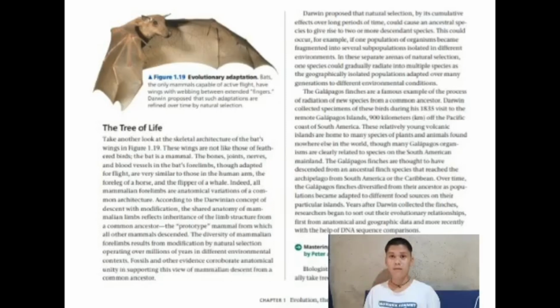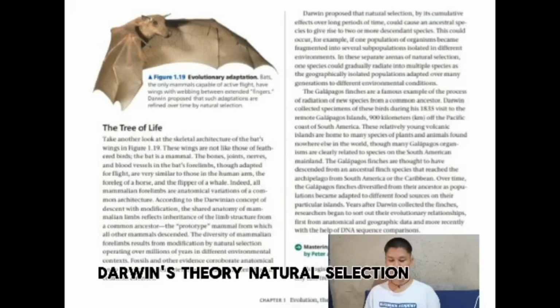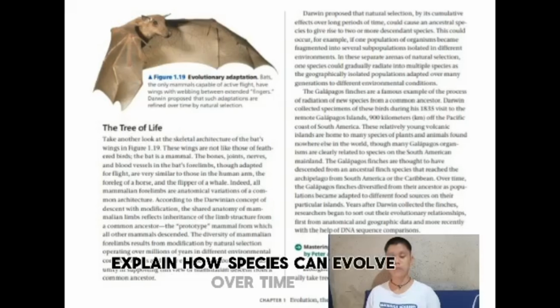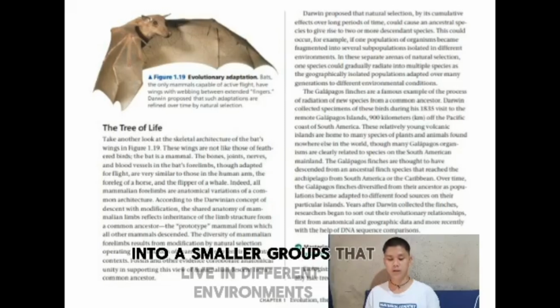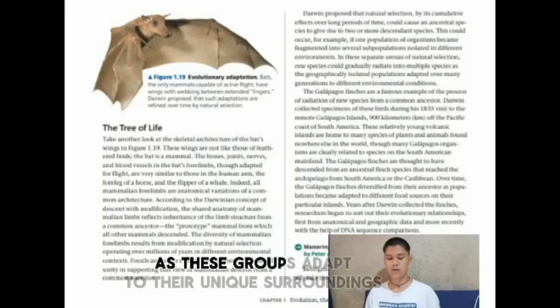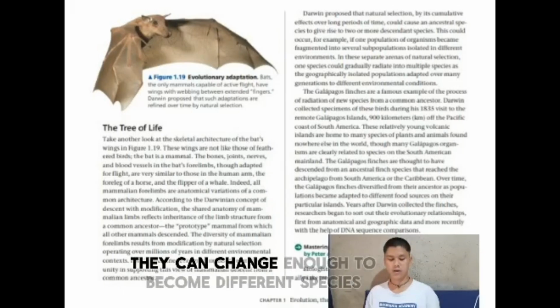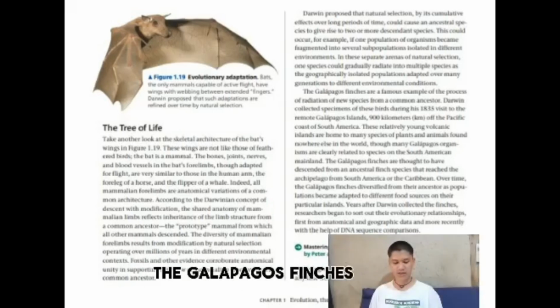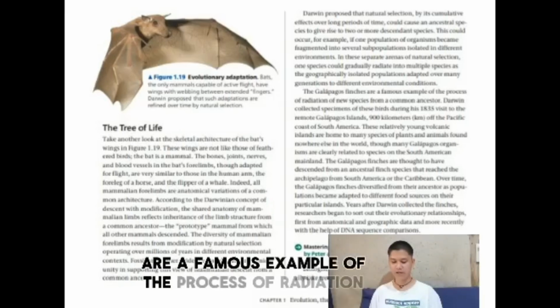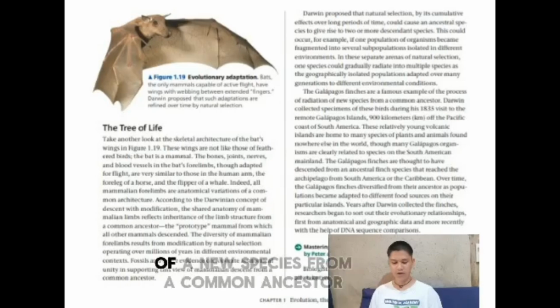Darwin's theory of natural selection explains how species can evolve over time. This can happen when a population is divided into smaller groups in different environments. As these groups adapt to their unique surroundings, they can change enough to become different species. The Galapagos finches are a famous example of the process of radiation of a new species from a common ancestor.